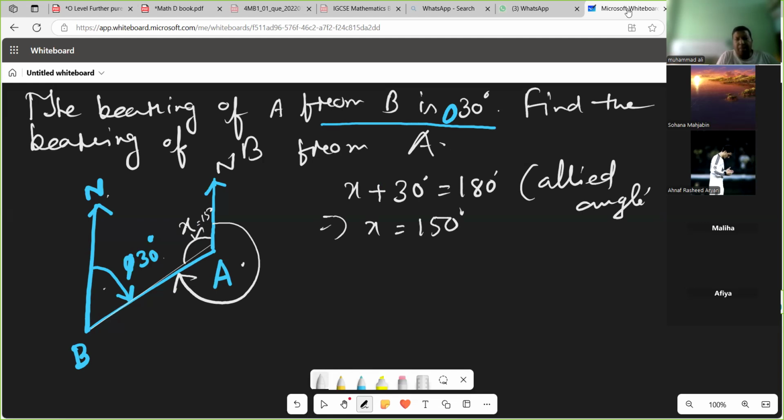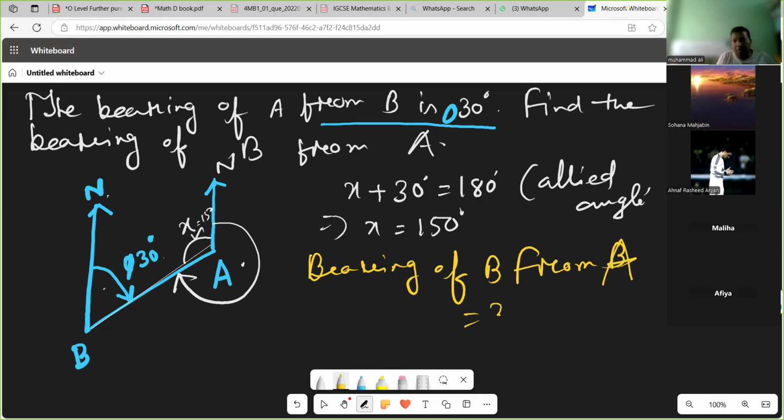This part and that part make one circle. So the bearing of B from A: from 360 degrees, if we subtract 150 degrees, it will be 210 degrees. That means the bearing of B from A is 210 degrees. This is a very important concept. You have to remember these things. All of this you have to use in trigonometry. Now I will show you some maths from a question.